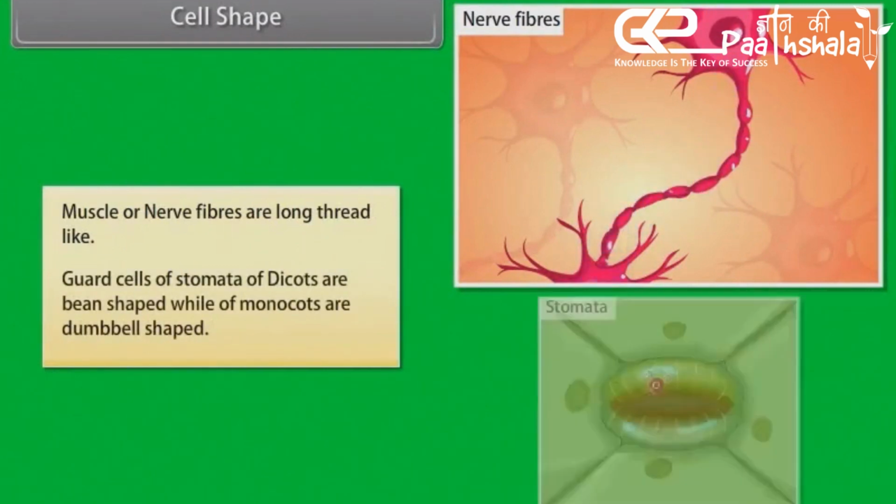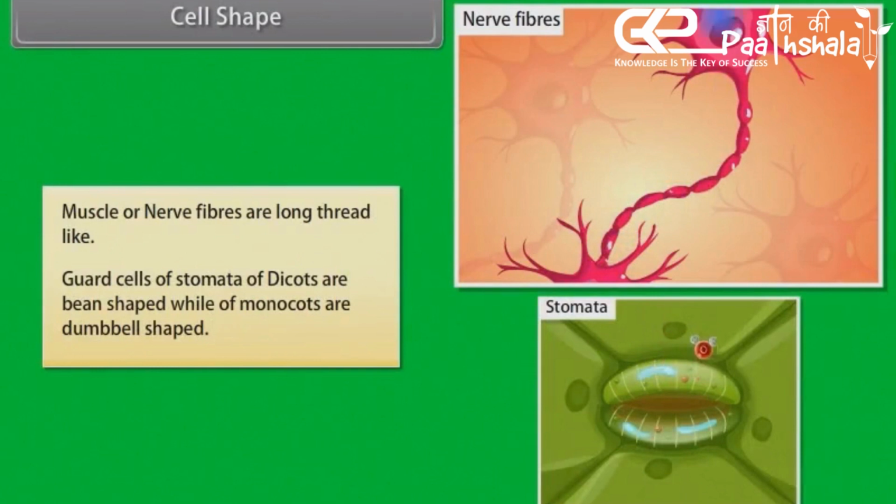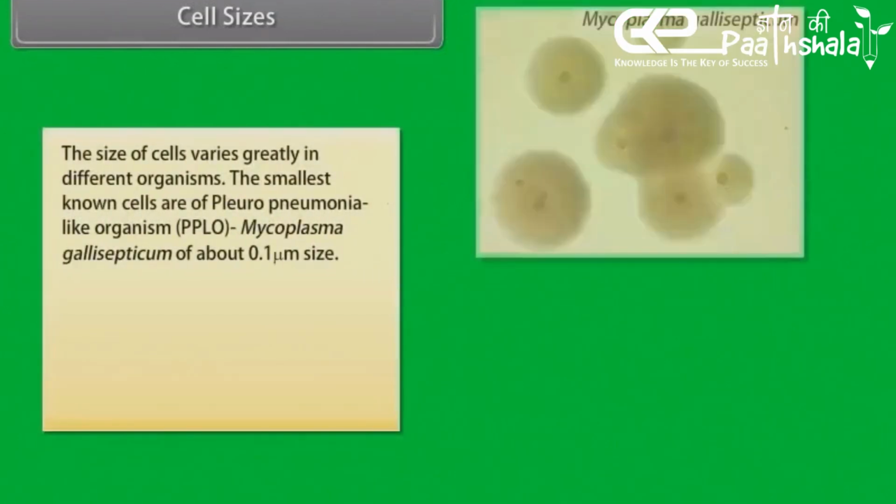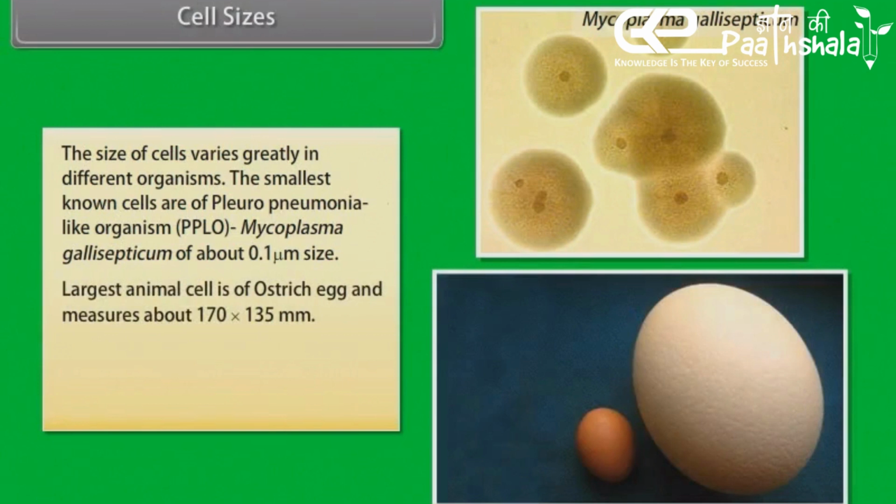Guard cells of stomata of dicots are bean-shaped, while those of monocots are dumbbell-shaped. Cell sizes. The size of cells varies greatly in different organisms. The smallest known cells are of pleuropneumonia-like organism, that is PPLO, Mycoplasma gallisepticum, of about 0.1 micrometer size. The largest animal cell is the ostrich egg, which measures about 170 by 135 millimeter.